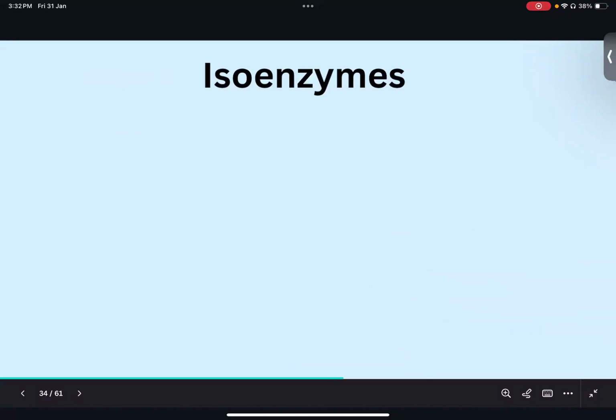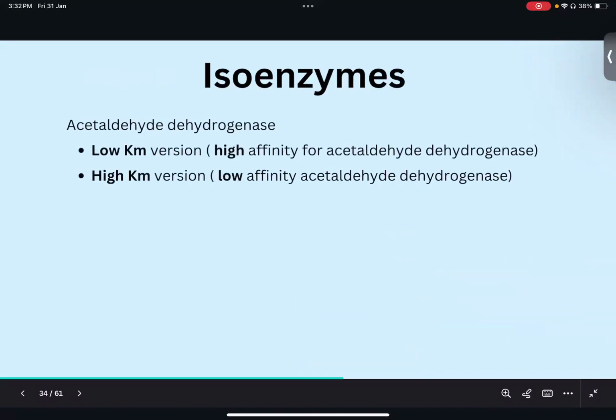We have another example of an enzyme, acetaldehyde dehydrogenase. This enzyme is used to break down the alcohol ethanol, okay? So we have two versions of acetaldehyde dehydrogenase: the low Km version and the high Km version. The low Km version, as we said, has high affinity. It's inversely proportional. And the high Km version has low affinity for acetaldehyde dehydrogenase, okay?